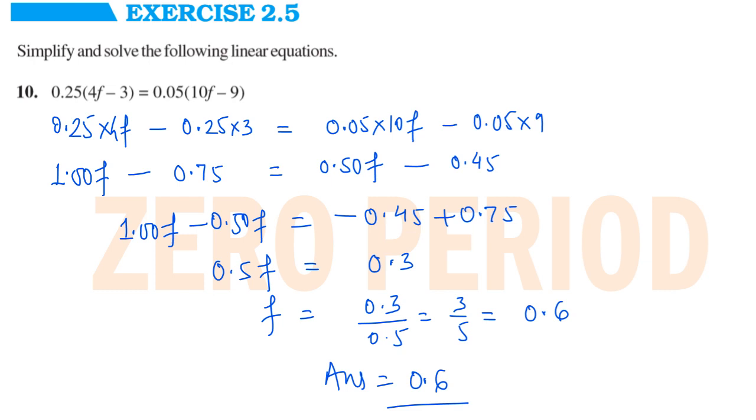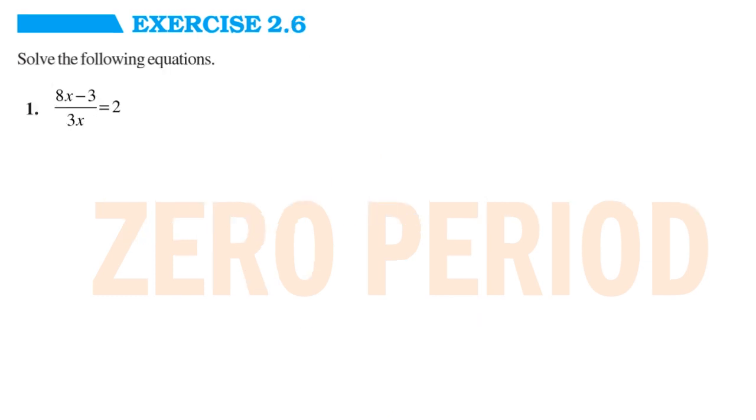So this is the solution of this last question of this exercise 2.5. One exercise left, that is 2.6. Dear children, this is exercise 2.6 and the first question is there, a very simple question. 8x minus 3 upon 3x is equal to 2. Just use the cross multiplication concept and you can solve this question very easily.